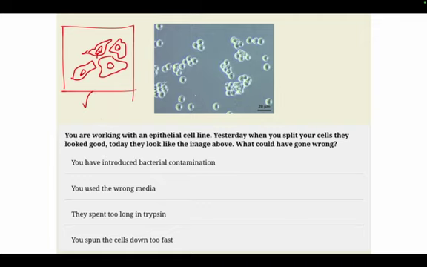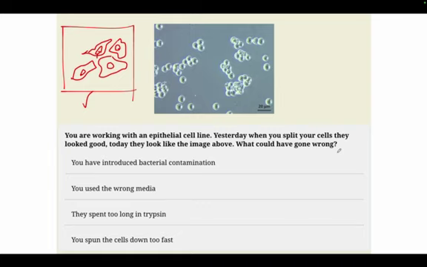You're working with an epithelial cell line. Yesterday, when you split your cells, they looked good. Today, they look like this. Here you can see all the cells are round. They're not adopting this kind of morphology, they're round. What could have gone wrong? So the cells are round, which means they're not able to adhere to the culture dish. They are still stuck in suspension. Now, what could be the possible reasons for that?